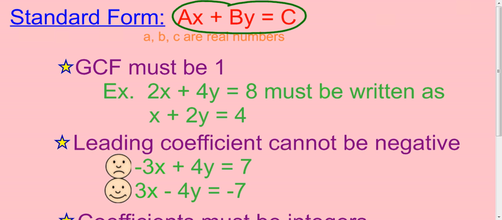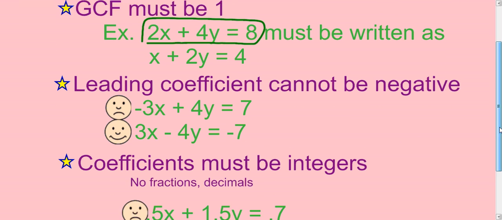So in this example right here, you can see if I have 2x plus 4y equals 8, I can divide each one of those by 2 to reduce it, which means I have to do that, and I can't leave it as 2x plus 4y equals 8, because then it's not in true standard form.